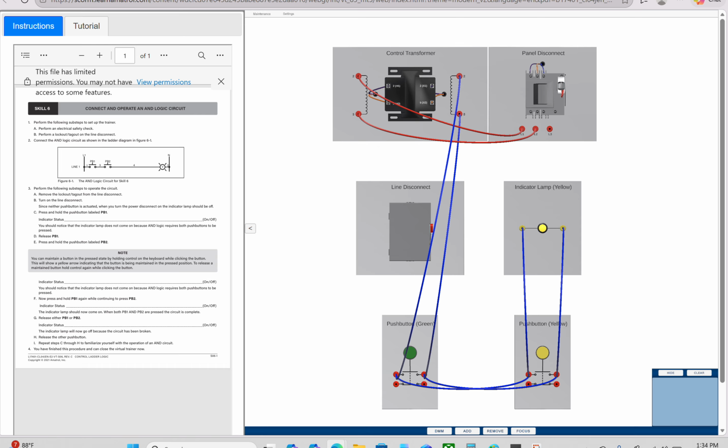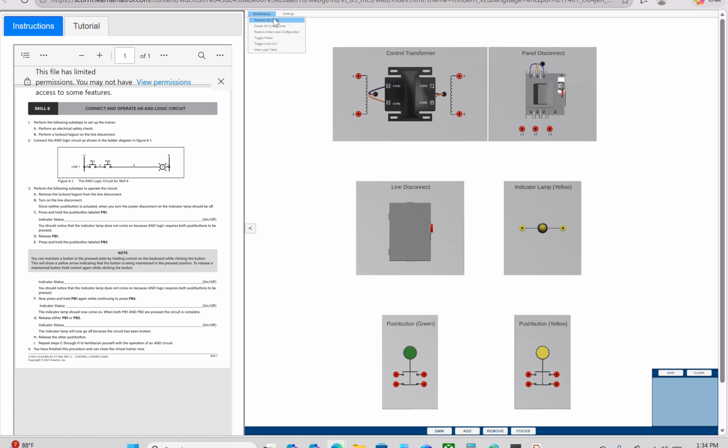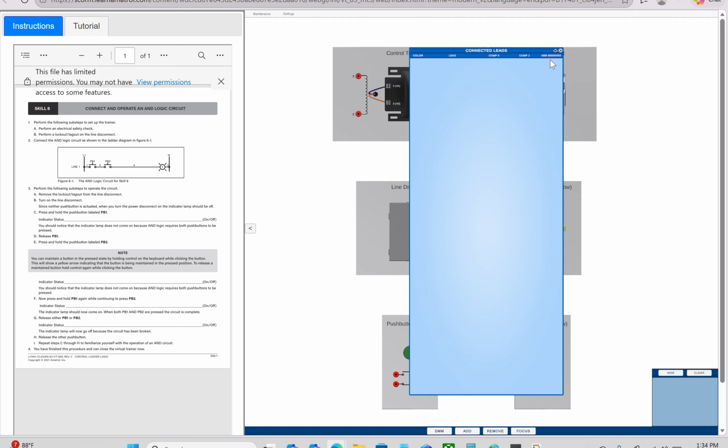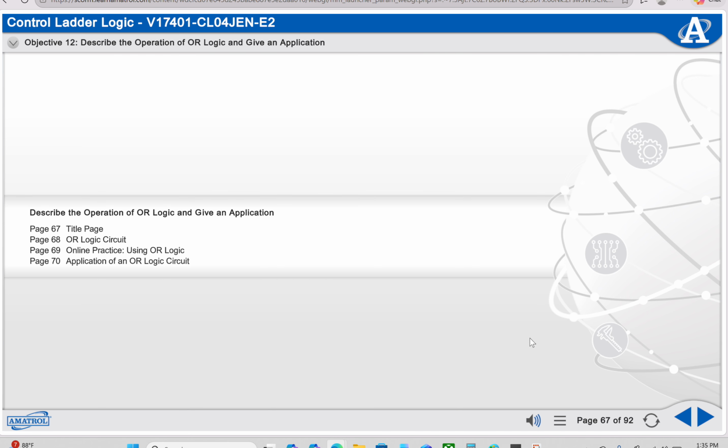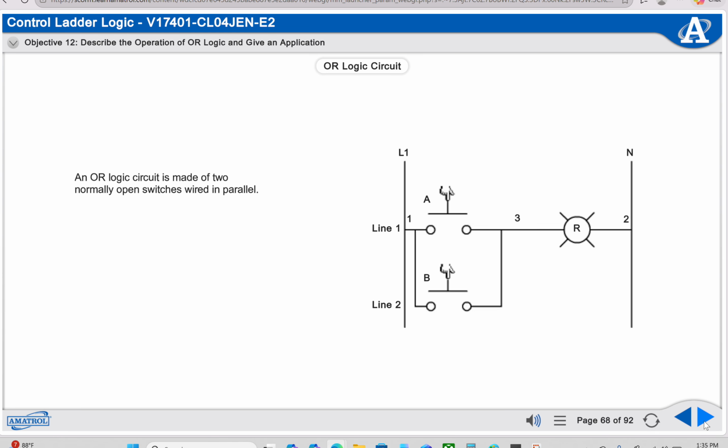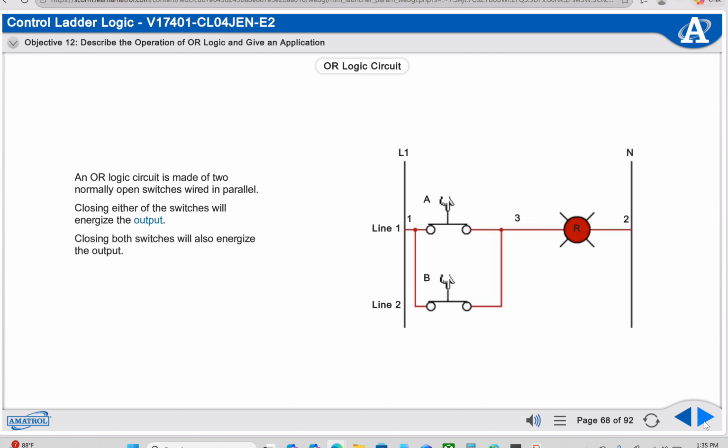Describe the operation of OR logic and give an application. An OR logic circuit is made of two normally open switches wired in parallel. Closing either of the switches will energize the output. Closing both switches will also energize the output.